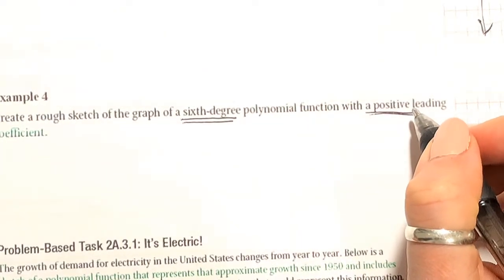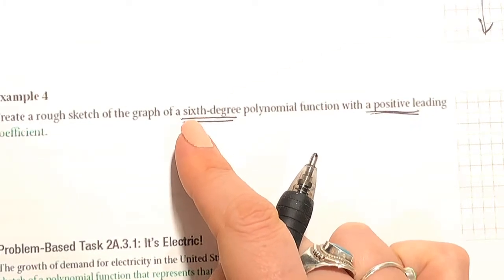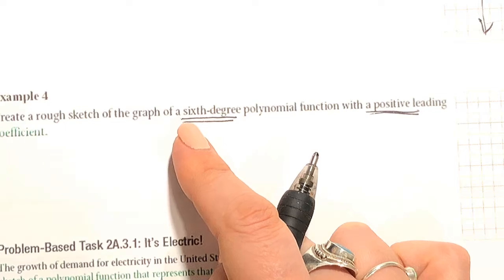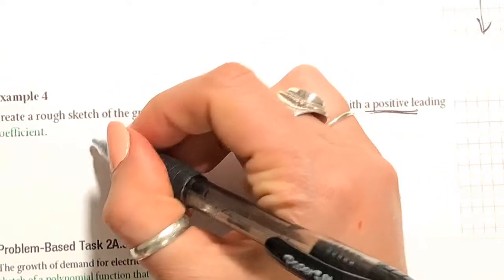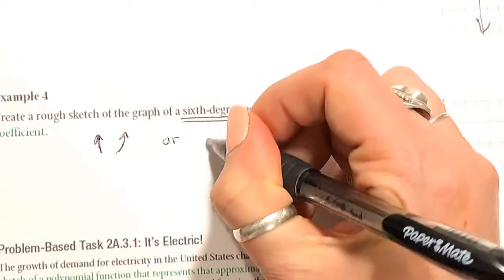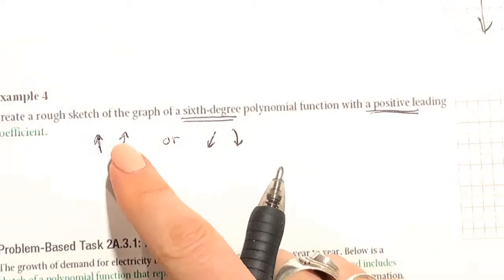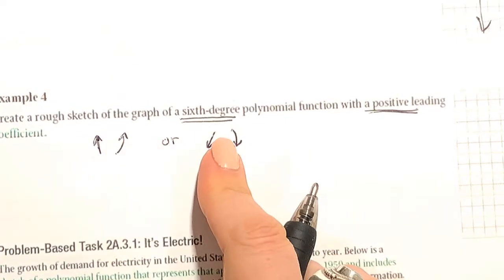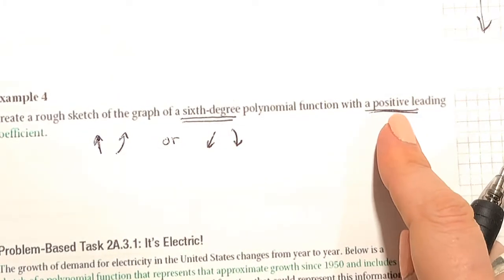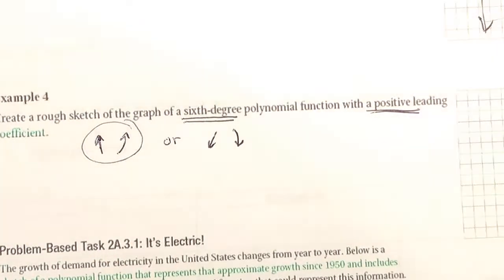So based on what we know for end behavior, if our degree is an even number, which 6 is even, then we know that it has to go either up, up, it goes in the same direction, or it has to go down, down. So now to determine if it goes up or down, that's based off of its coefficient. So since it's positive, we know it's going to go up, up. So our end behavior is going up to the left and up to the right.